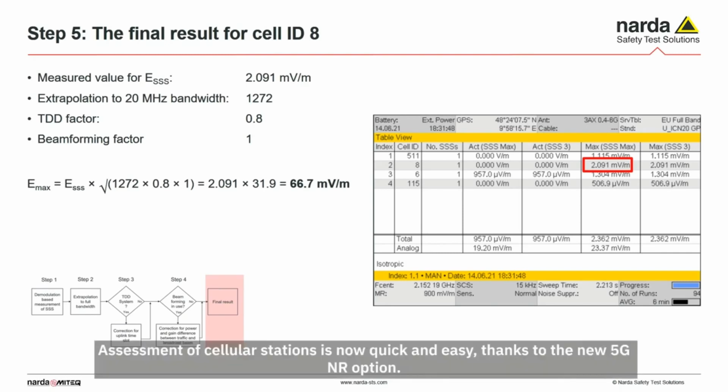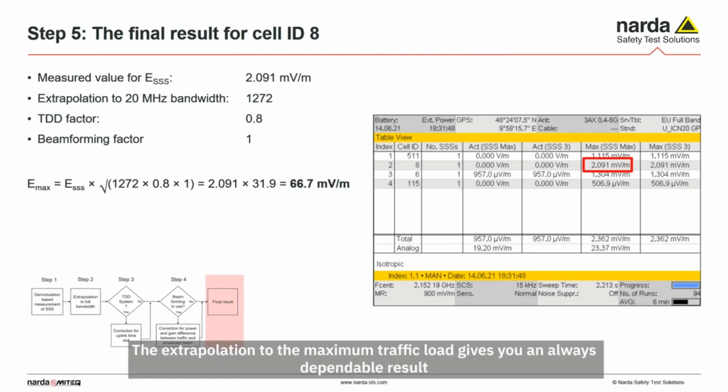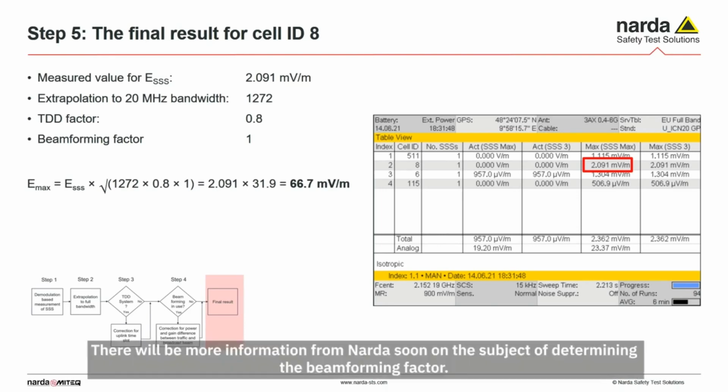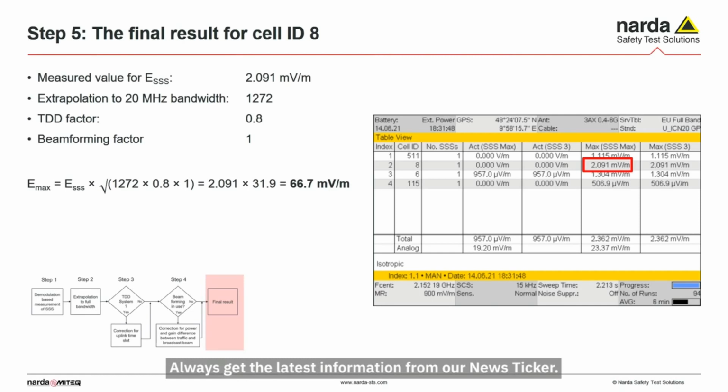Assessment of cellular station is now quick and easy thanks to the new 5G new radio option. The extrapolation to the maximum traffic load gives you an always dependable result without any intervention in the system controls or direct participation of the operator in the actual measurement. There will be more information from Narda soon on the subject of determining the beamforming factor. Always get the latest information from our news ticker.